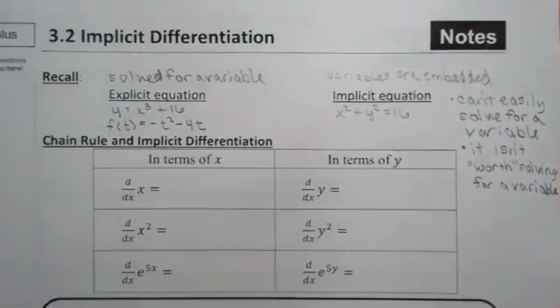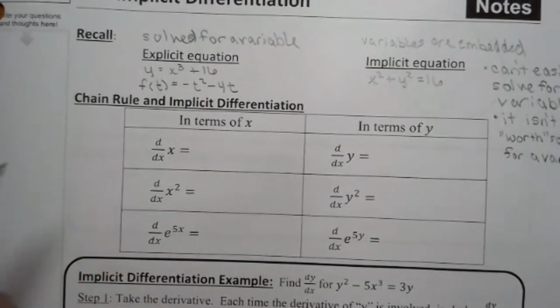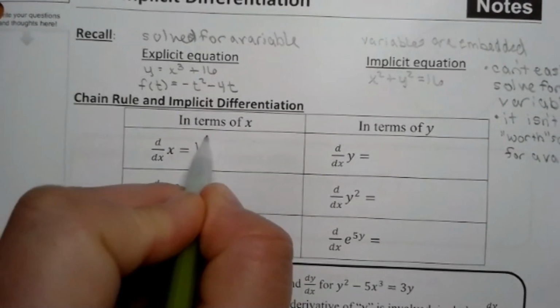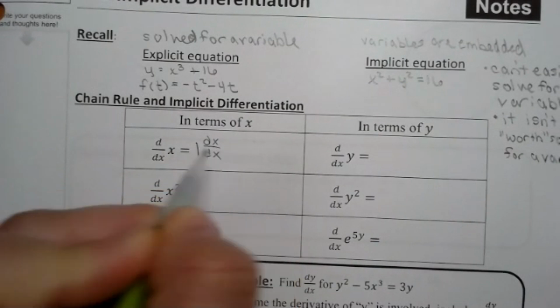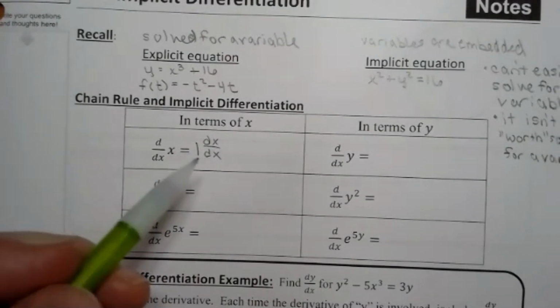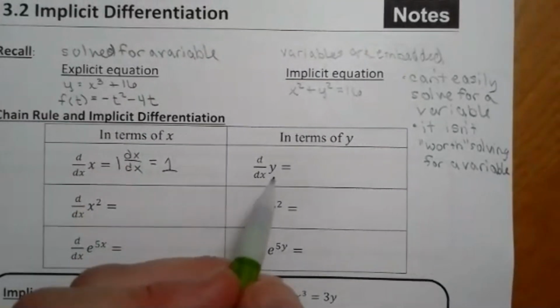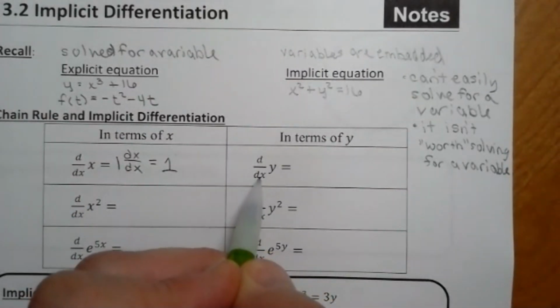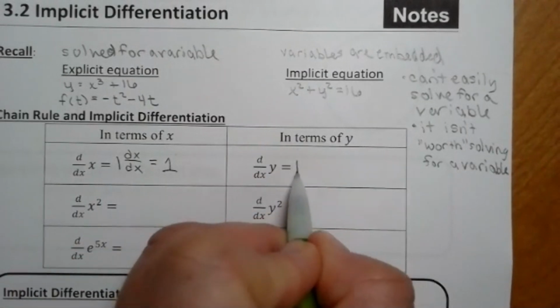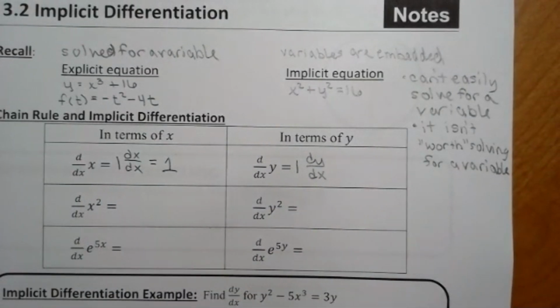So here's how we go. Most of the time we're taking the derivative with respect to x. Everything we've done to this point, we've been taking the derivative of an x with respect to x. So if I take the derivative of x, I get 1 dx/dx. It's not really a fraction, but it looks like one, and dx/dx is 1. But if I take the derivative of y with respect to x, I get 1 dy/dx. I can't cancel that because it's dy/dx, not dx/dx.